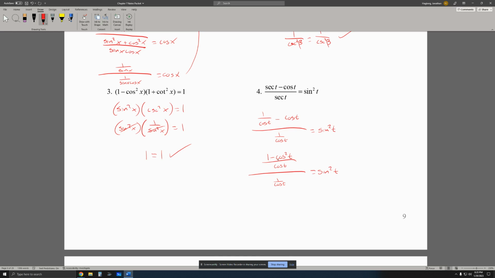I noticed that 1 minus cosine squared of t is the sine squared of t, and that's over cosine of t. And then dividing by this fraction is the same as multiplying by the reciprocal. I'm doing 2 steps here at once.